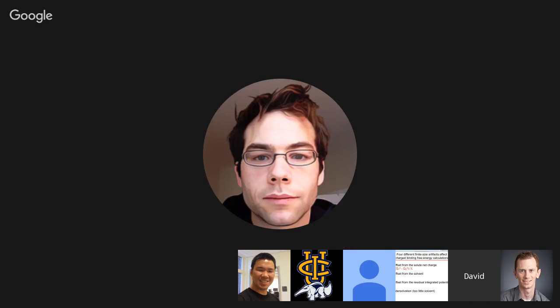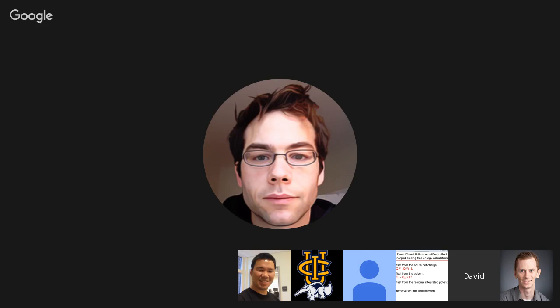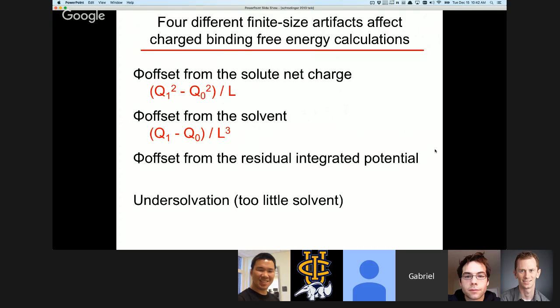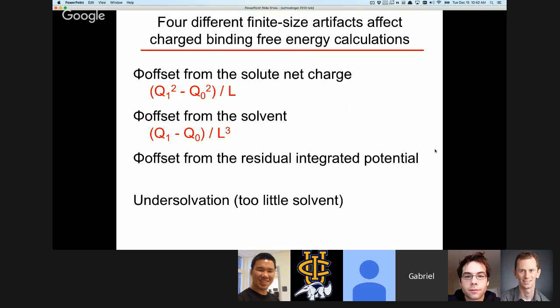But then what you're talking about is an energy, not a potential. Right, it is an energy. These are the corrections that you apply to, for example, your solvation free energy or your binding free energy. So yeah, you're right. Maybe the slide is misleading because it says phi offset, but what I actually mean is the free energy that results from that particular correction term.